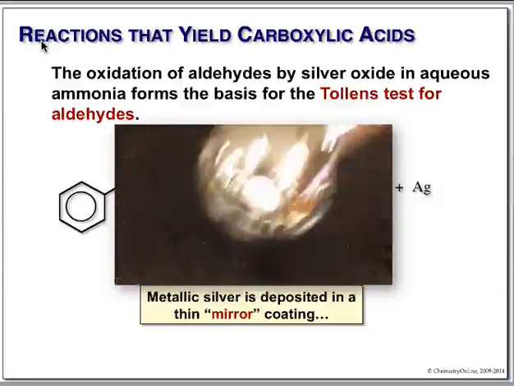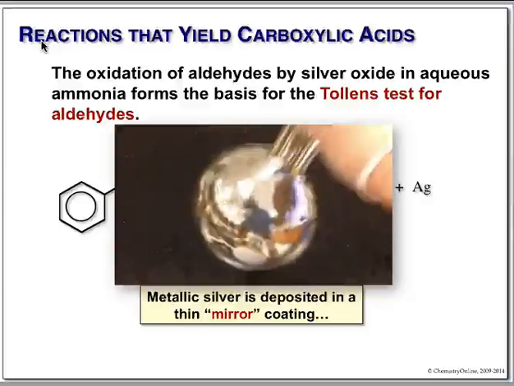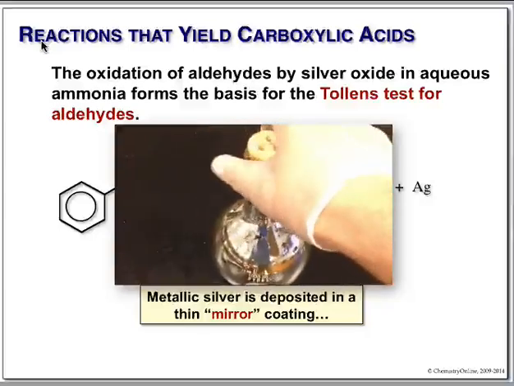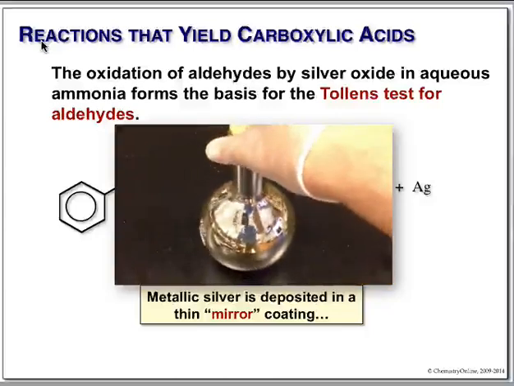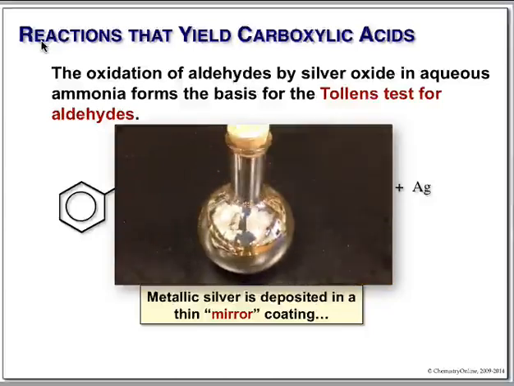You're done, by George, it's a mirror. Isn't that just the neatest thing? The Tollen's test. So if you have something you think is an aldehyde, you simply dump in silver oxide, ammonia, and see if you get your silver mirror.